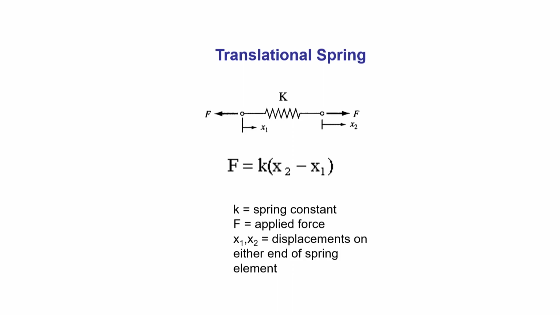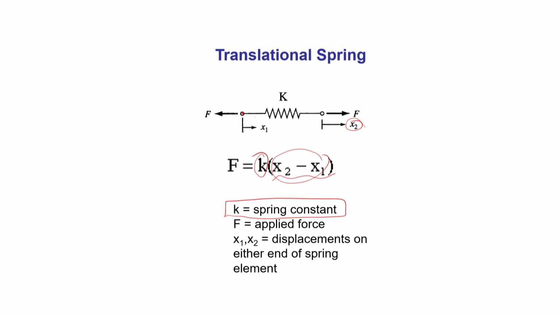So springs are an important part of our design, and a translational spring can be described in terms of two parts: the stiffness times the relative displacement. If one end has a displacement x1 and the other x2, the relative displacement x2 minus x1 multiplied by the stiffness gives you the force that it is going to carry. So many times our design will be directed towards how to control the stiffness K of a system.